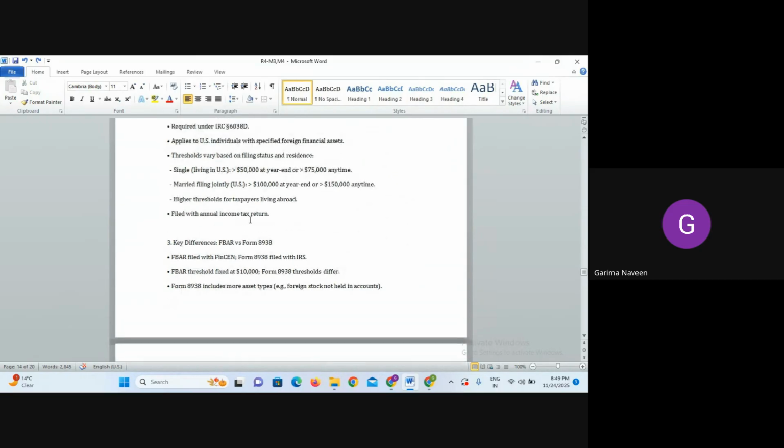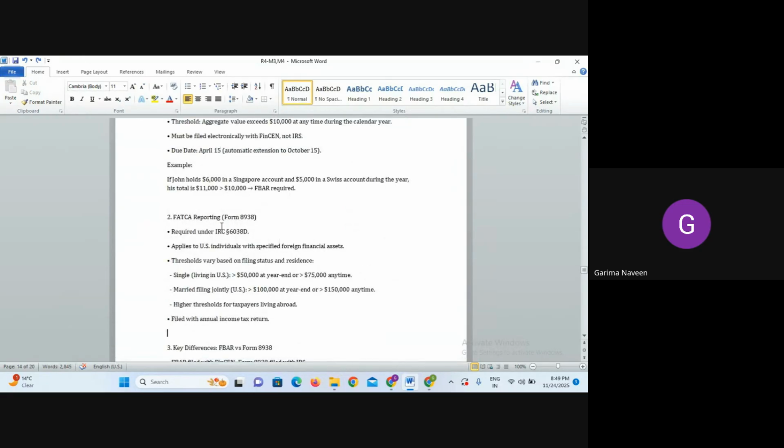So if we compare, this is the FATCA reporting under Form 8938. Any doubt? No, ma'am.